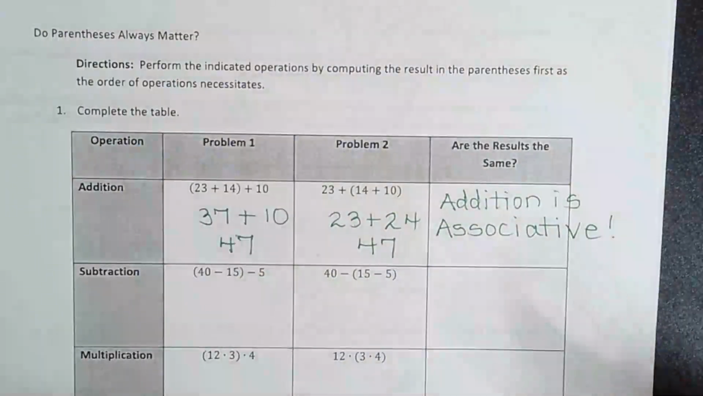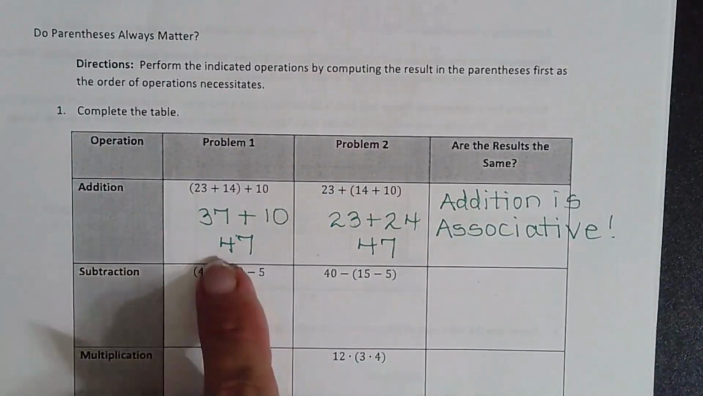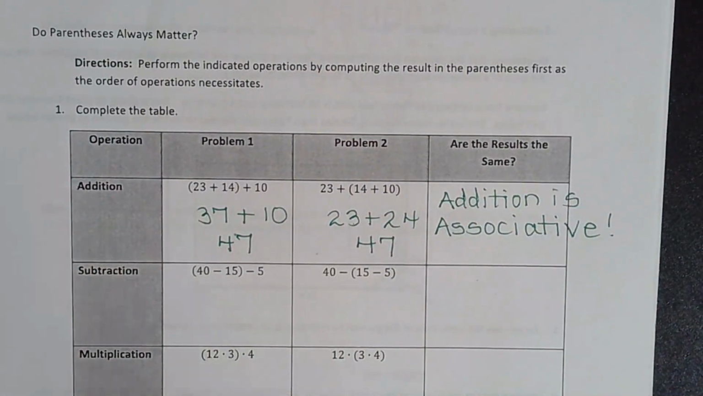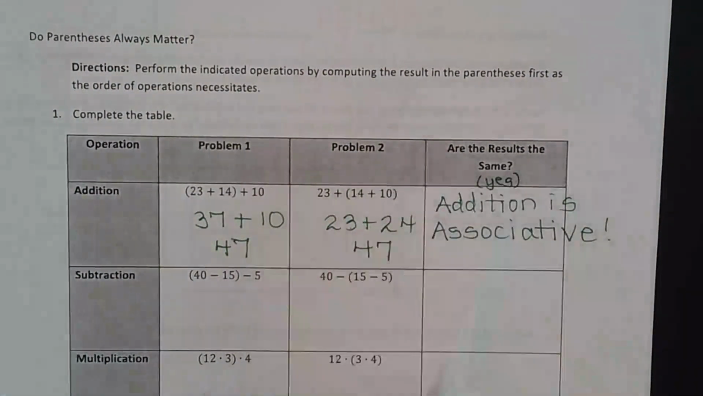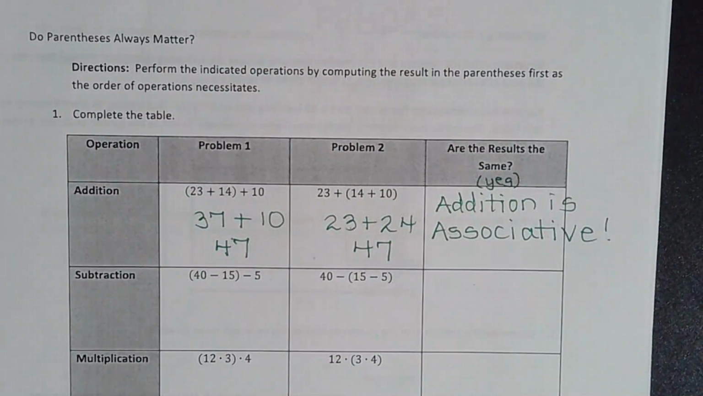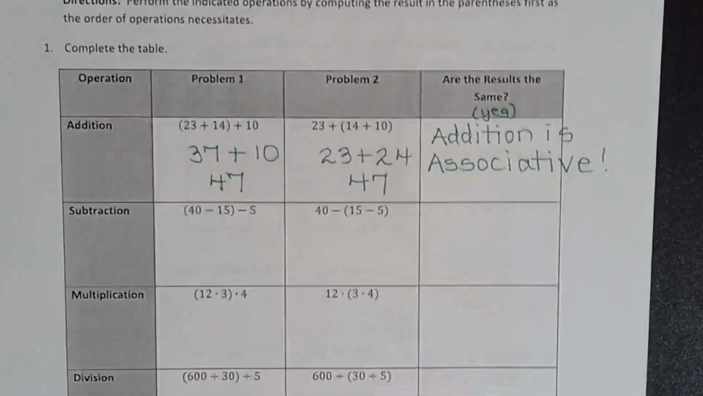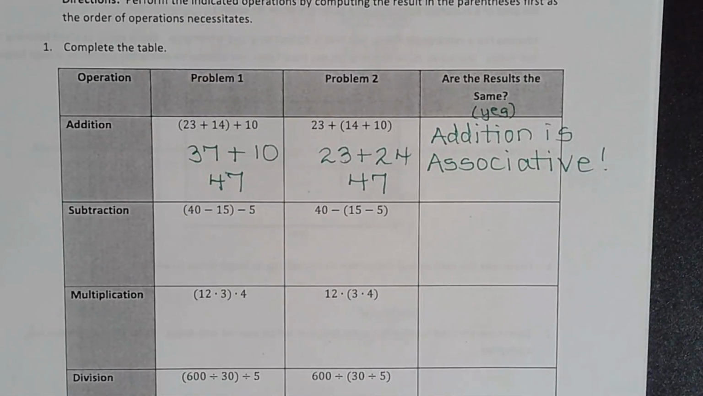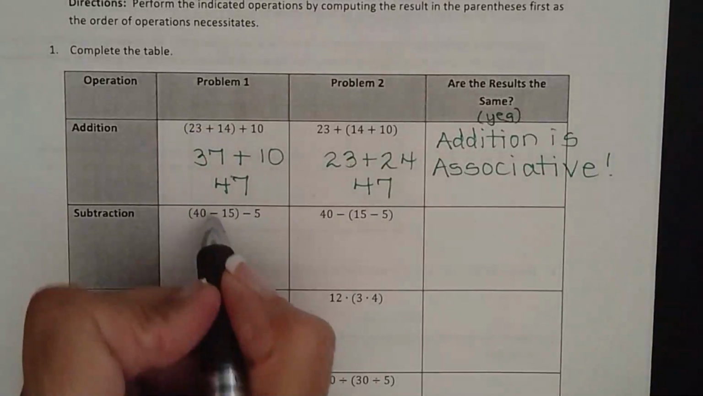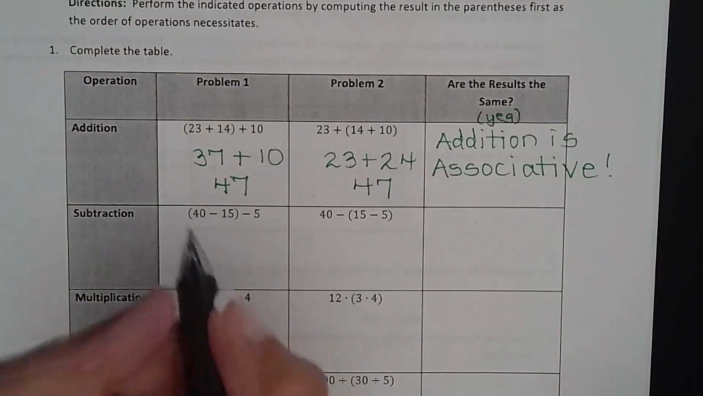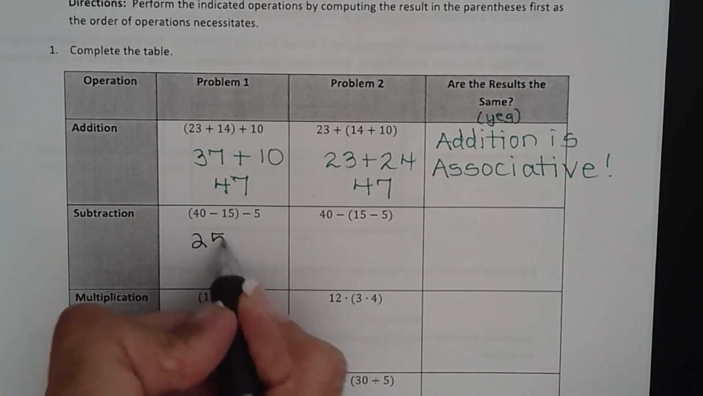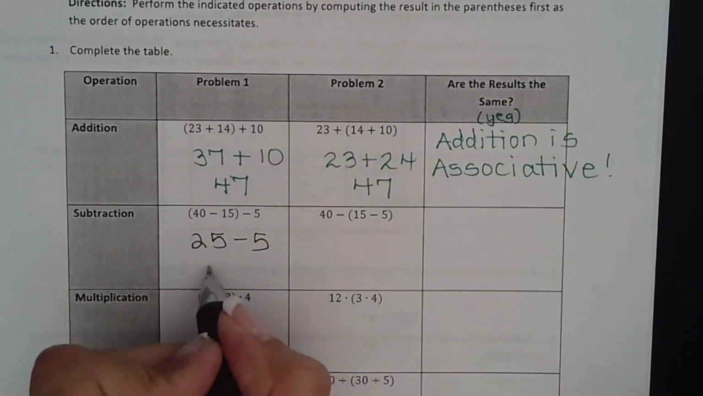So addition is associative. The two answers are the same. And that would be a yes. I forgot to put a yes there to answer the question. Okay, so you can associate any two together, same answer. So let's see if subtraction is associative. 40 minus 15, 40 minus 10 is 30, minus 5 more is 25, minus 5 gives me 20.